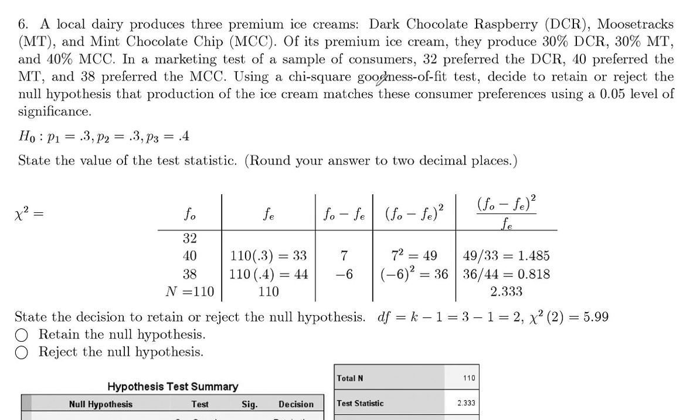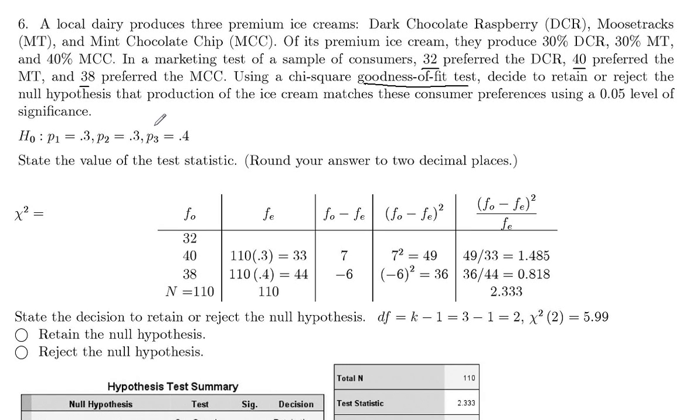So they want to use a chi-squared goodness of fit test here, and they want to see if they should retain or reject the null hypothesis, which is: should they keep the proportion of the dark chocolate raspberry at 30%, the Moose Tracks at 30, and the mint chocolate chip at 40, or are these observed frequencies, the 32 and the 40 and the 38, different enough that we should say we should change these proportions? So this one we're going to carry the test out by hand, and then we're going to look at it in SPSS also, so that you get an example of doing it by hand.